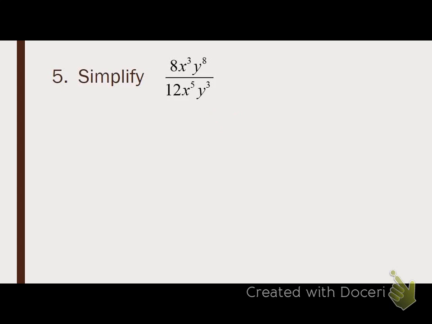All right, number 5 gets us into our division rules. And for me, when you have a fraction, it's a little bit easier to kind of wall off the like bases. So kind of separate them and then just take the columns individually. The 8/12 we can reduce by dividing them both by 4 and get 2/3. And then the x's, we want to subtract the exponents. 3 minus 5 is -2, and I always put those in the numerator to start. And then the y's, 8 minus 3 is 5, so we get y to the 5th.